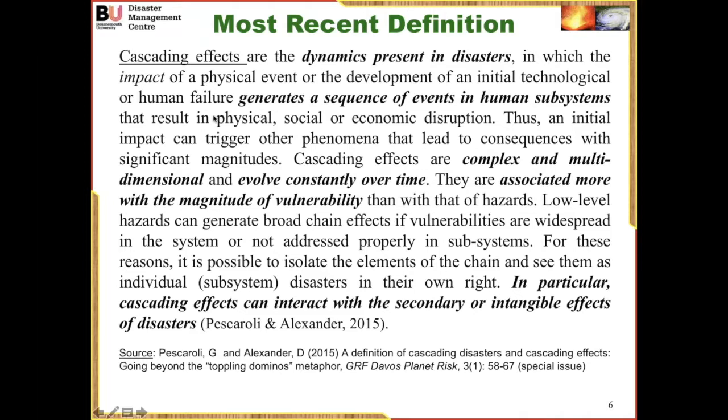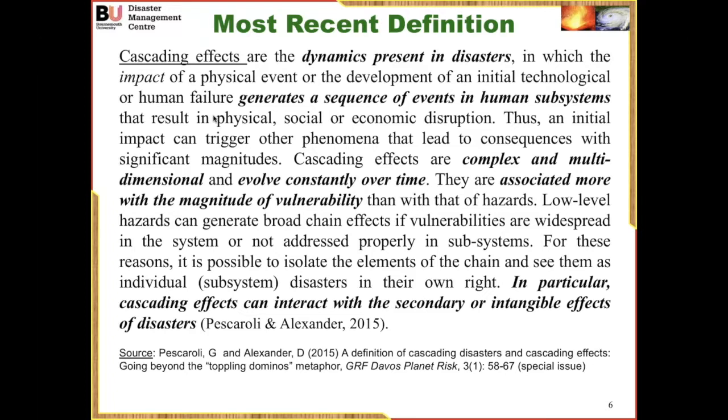It also focuses on the failures that generate a sequence of events in the human subsystems, and also emphasizes the complex and multidimensional aspects of disasters that evolve constantly over time. So this is a standard definition. It looks rather long, but the importance is to pick out the key aspects of it.